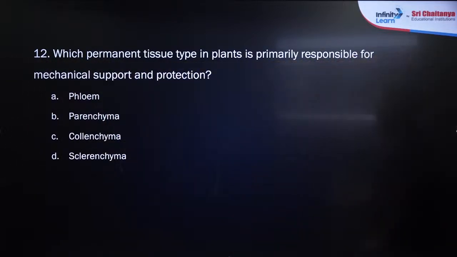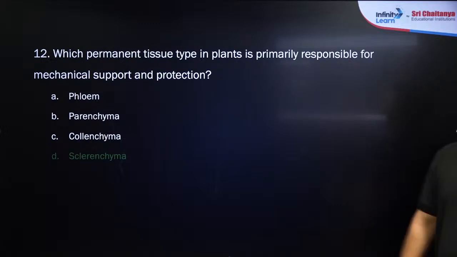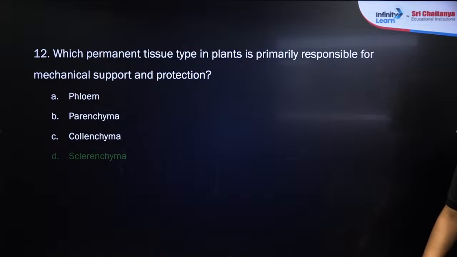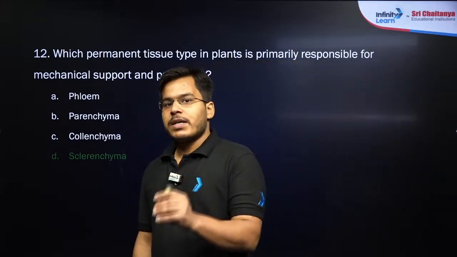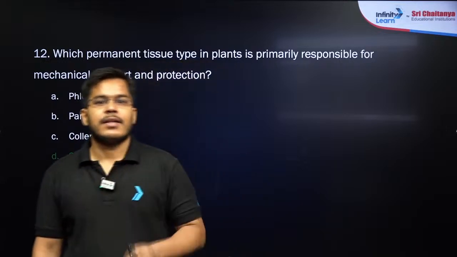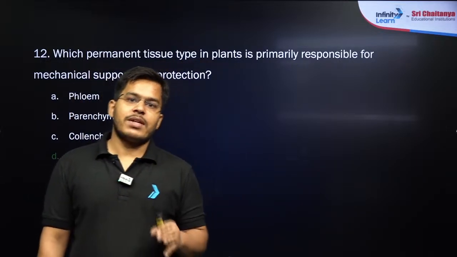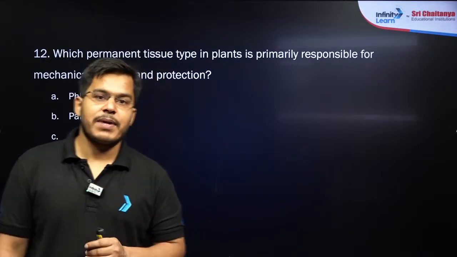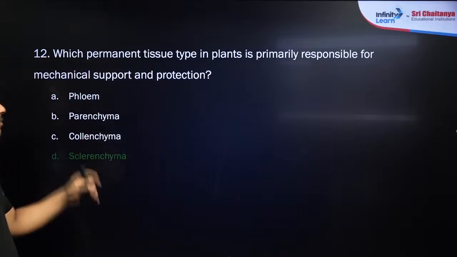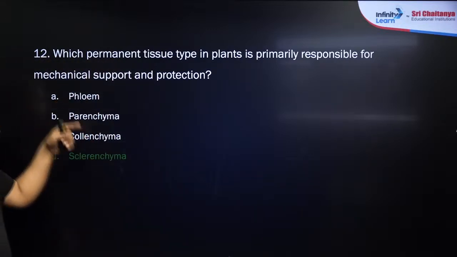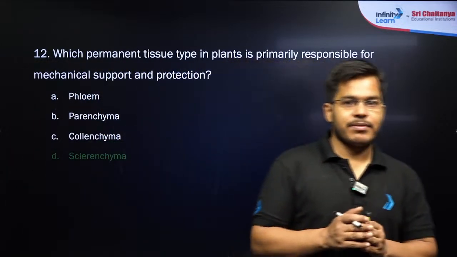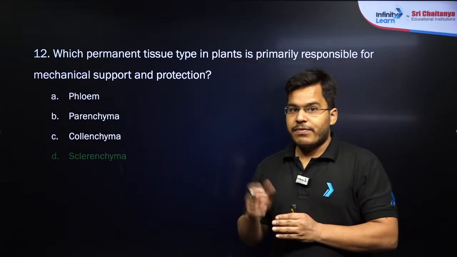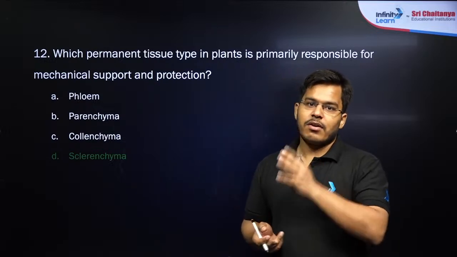Okay everybody, so if you see, the correct answer is going to be sclerenchyma. I have already told you, students, in that particular question when we were discussing collenchyma, that when a question is asked about which permanent tissue is the primary tissue that helps in protection and mechanical support, it will be sclerenchyma. Primary tissue, the main tissue for protection and support, is sclerenchyma. And after that, at a second level, collenchyma is there.